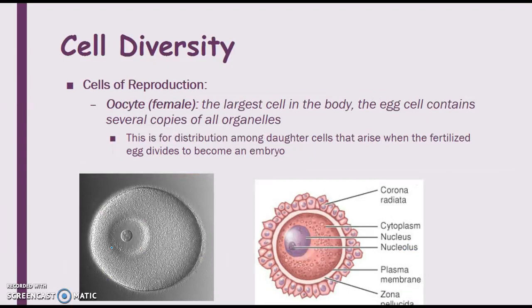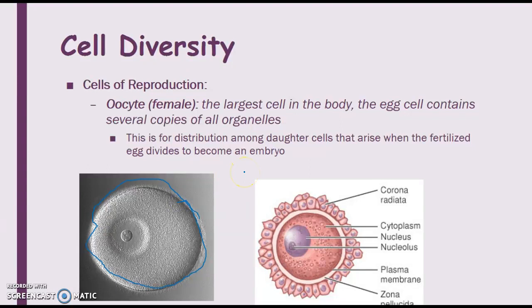Okay, our cells of reproduction. So we're going to talk about two of these. We're going to talk about the male sex cell and the female sex cell. So first is the female sex cell here, and this is called an oocyte. Oocyte in layman's terms is the egg. And I really like looking at this cell because you can see everything pretty clearly. So it's a huge, large cell. It's the largest cell in the female body.